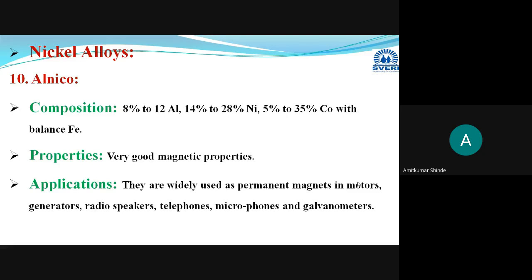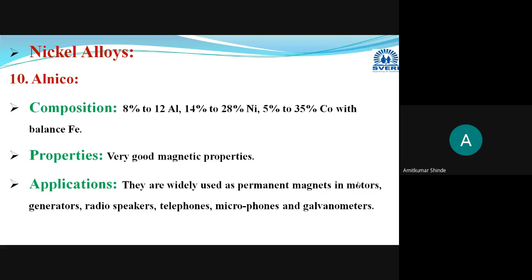That's why these are used as permanent magnets in different equipment like microphones, different types of galvanometers, radio speakers, motors, and generators. Magnets are required in all these equipments, and those magnets are manufactured with the help of Alnico materials. Okay, so these are some nickel alloys.